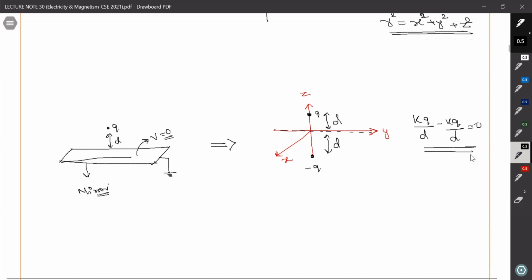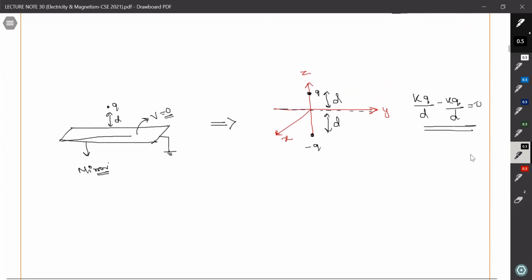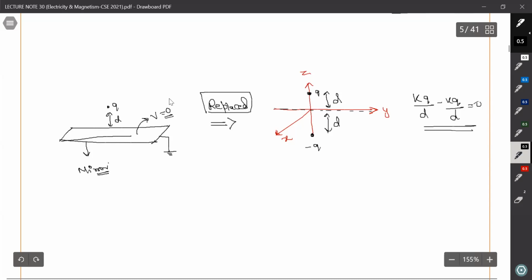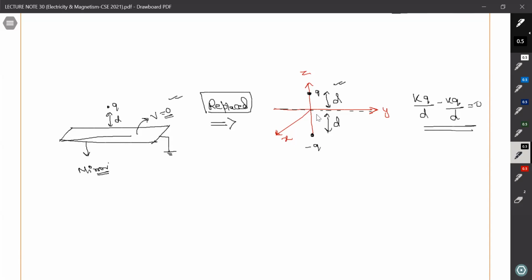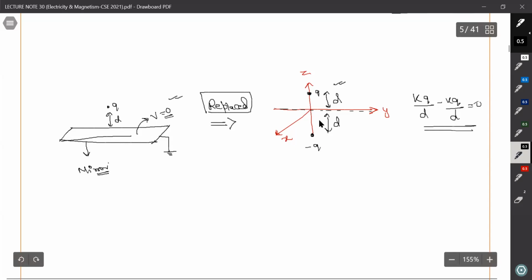Now, understand. What we have done is we have just replaced this configuration with this configuration, and this is like the mirror image. That's why we call it the method of images. Now, understand one thing. Is it satisfying all the conditions?